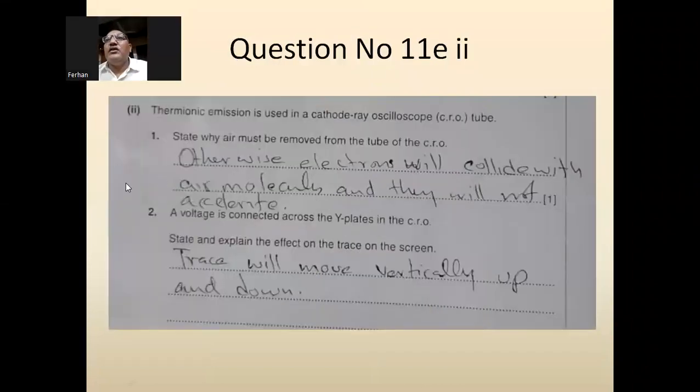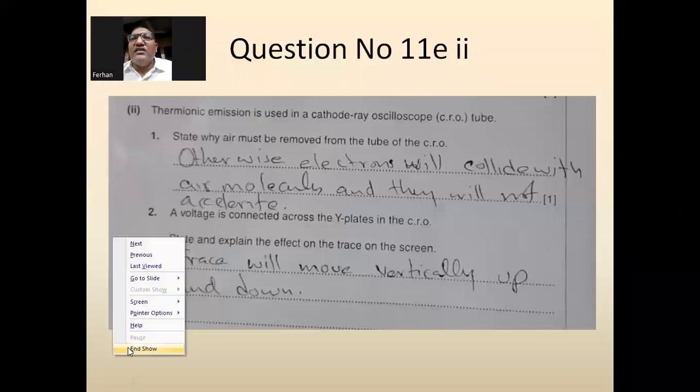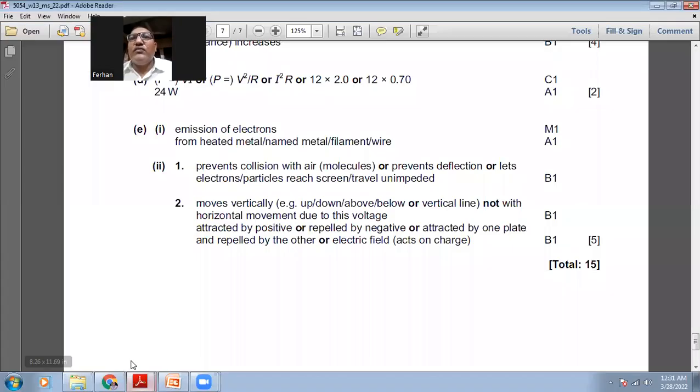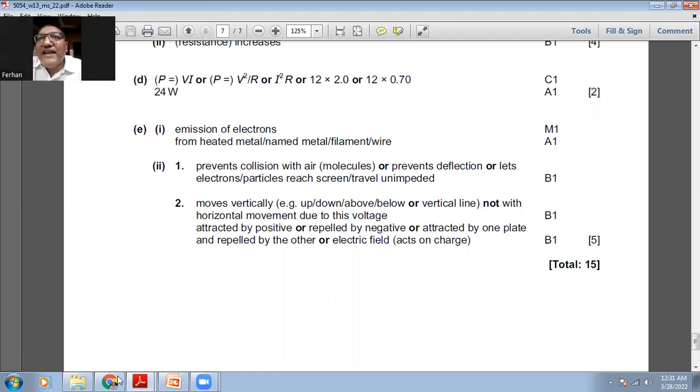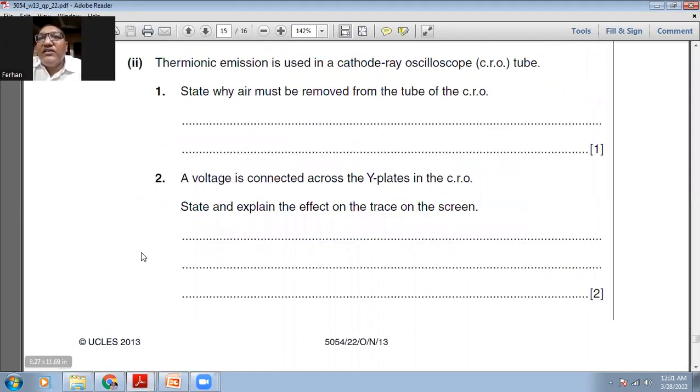Otherwise, electrons will collide with the air molecules and they will not accelerate and they will not be able to reach the screen of the CRO. You can also write that it prevents collision with the air molecules, or prevents deflection, or lets electron particles reach the screen of the CRO or travel unimpeded. I hope you understand. Okay, so let's move to the next part.